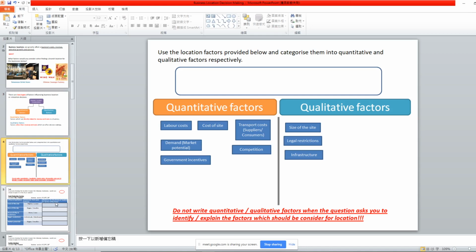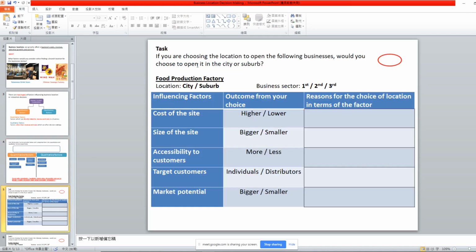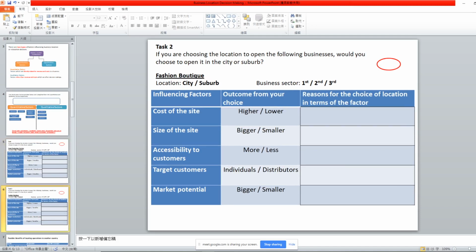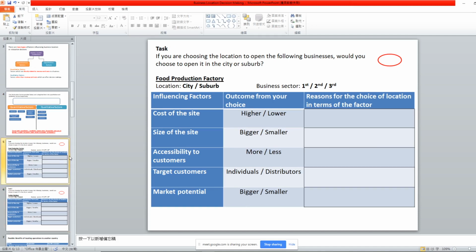So the next part here. Well, this is an exercise for you. You have two cases, one and two. One is for a food production factory, and another one is your fashion boutique. First of all, you are going to identify the business sector, and where you would like to locate that business, and then you can go to this table here and finish everything.